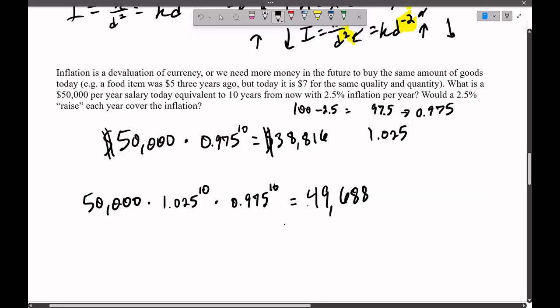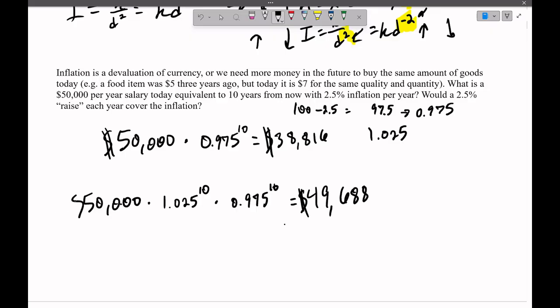That's because to get back to the amount that you started with, you have to have a larger percentage raise. If I decrease by 10%, but then increase by 10%, then I actually have less money than I started with. So a 2.5% quote unquote raise would not even cover inflation. In fact, this would not be considered a raise. This would be considered a cost of living adjustment. It's a different thing entirely.